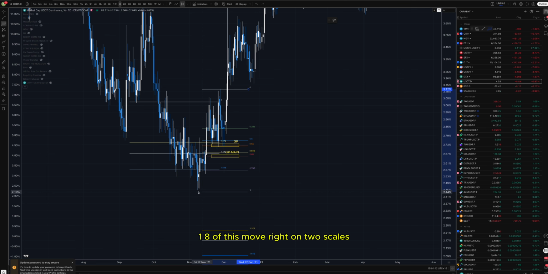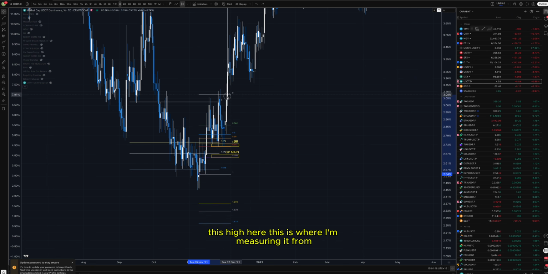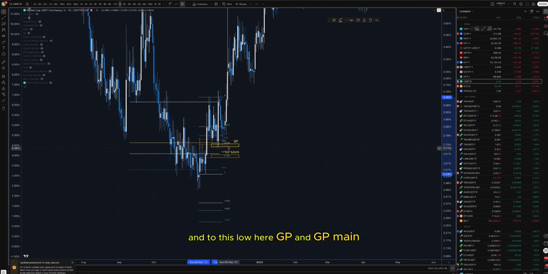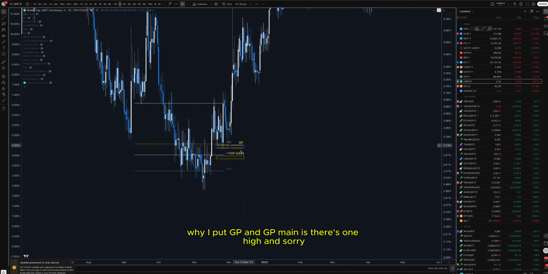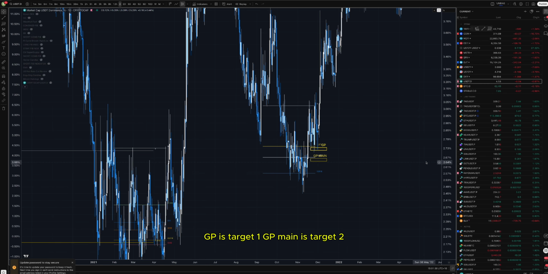On 2 scales. It's actually a bit lower than that. Oh, sorry, wrong one. This high here. This is where I'm measuring it from, and to this low here. GP and GP main. Why I put GP and GP main is there's one high and one low and a larger low, but there's a swing in between, so you like to measure both. First GP is target 1, GP main is target 2.